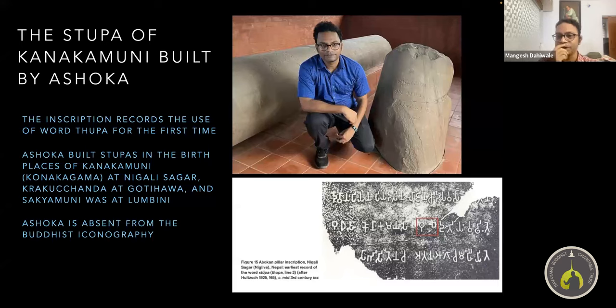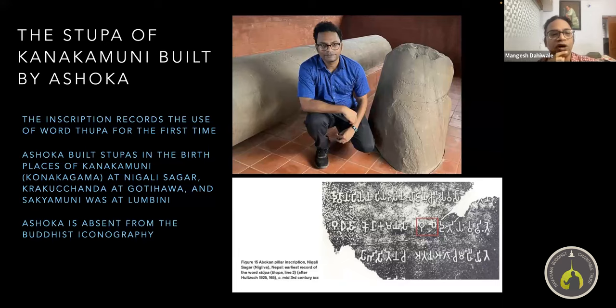And this is where I'm sitting, near the pillar which was dedicated to the Kanakamuni Buddha. And there is an inscription here, an Ashokan inscription, where for the first time perhaps the word stupa or thupa is mentioned. I highlighted it in the red block, so you can see that it was the first reference to thupa or stupa in history.